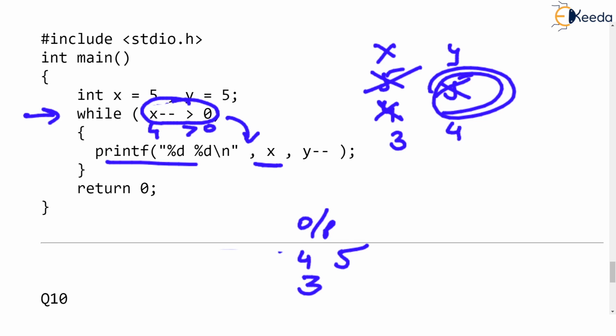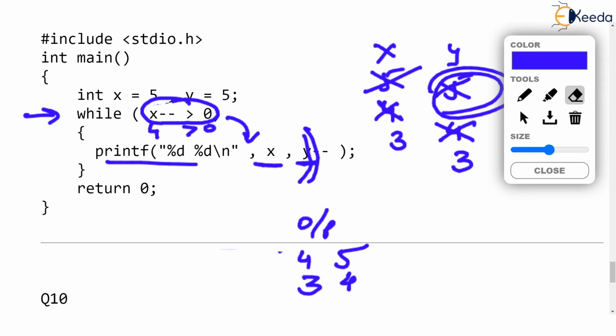And then it is printing y. Check this. It is printing y. Y is 4. But after printing, y will decrease due to y minus minus. Y will become 3. I hope you have understood.